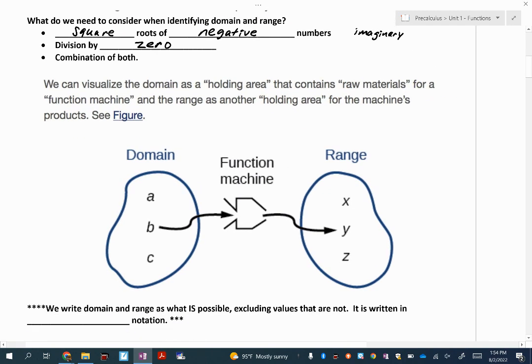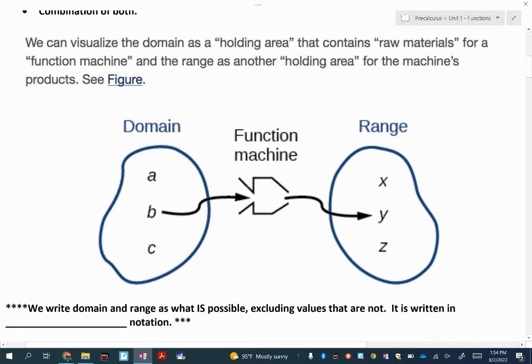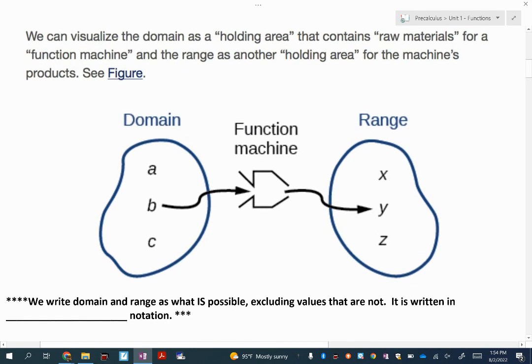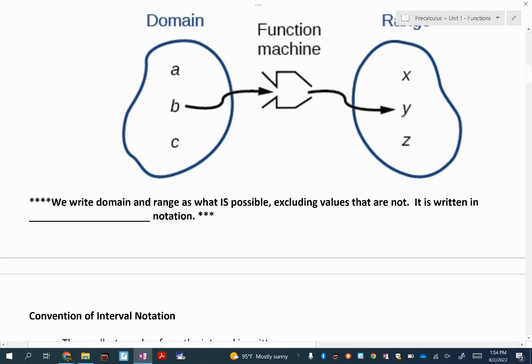So the way that the book has said to visualize domain and range is to think of the domain as your holding area for your raw materials. Then the raw materials are put into the function machine, and the function machine spits them out, right? So the output as a finished product is put into another holding area before they are delivered somewhere. And that holding area after they've been put into the machine is called the range. So if that helps you, great. If not, no big deal.